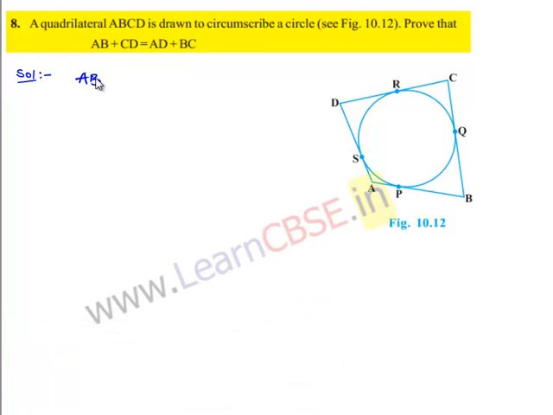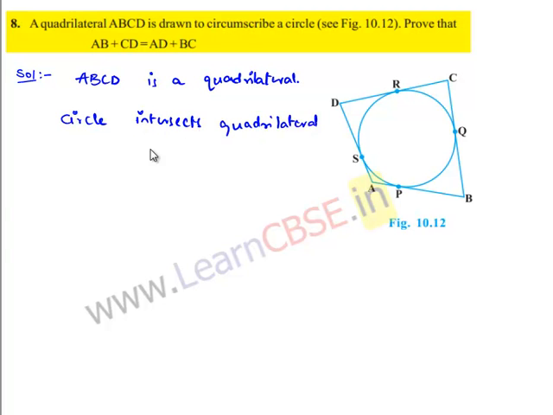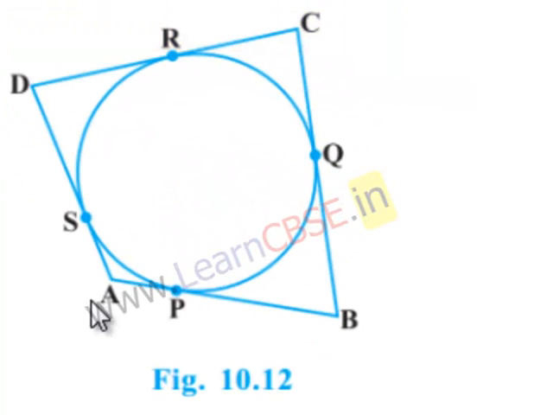Here, given that ABCD is a quadrilateral and it is circumscribed by a circle which intersected the quadrilateral at points P, Q, R, S. If we consider the points separately A, B, C and D, then AS, AP are tangents from point A, PB, BQ are tangents from point B to the circle, and CR and CQ are tangents from the common point C to the circle, and DS and DR are the other two tangents from point D to the circle.